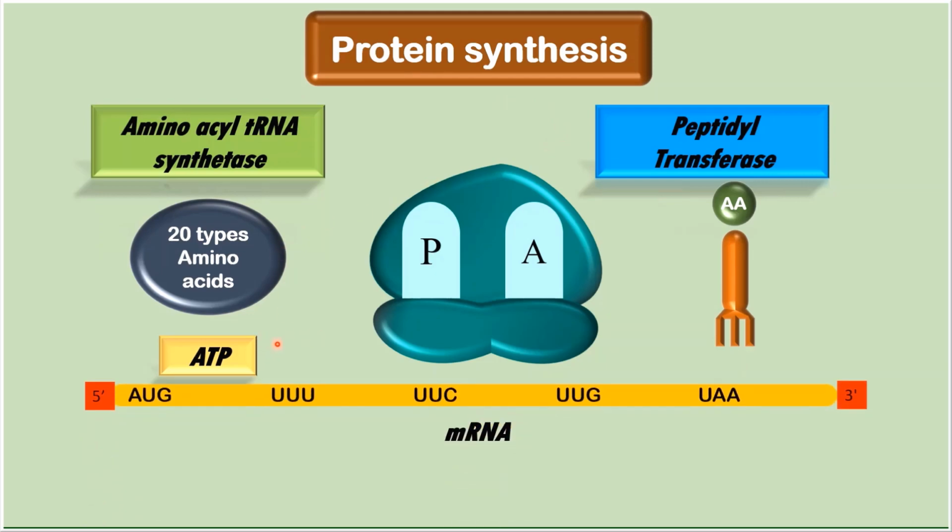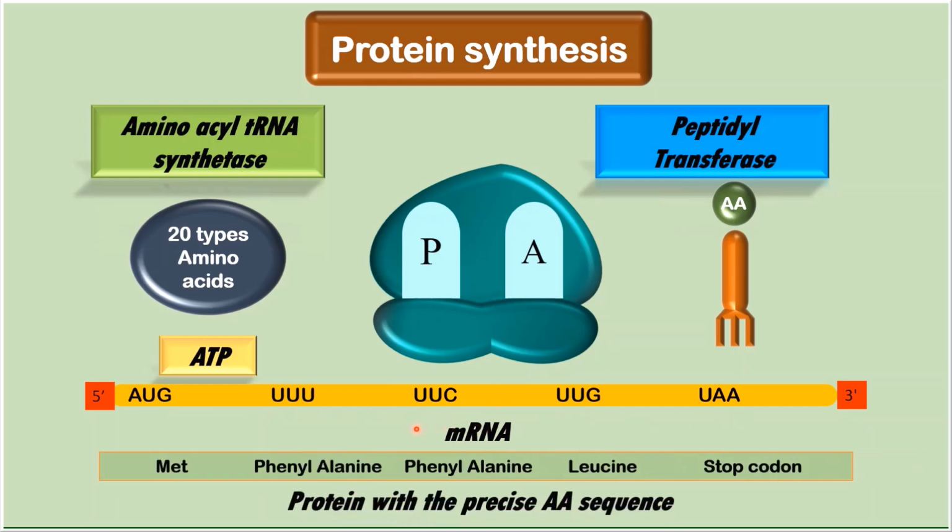Now students, we require precise information for protein synthesis, which is brought to the site of protein synthesis by messenger RNA. You can see this is a messenger RNA with direction 5' to 3'. Here you can see the codons AUG, UUU, UUC, UUG and UAA. It is going to form a protein with these amino acids: methionine, phenylalanine and leucine.